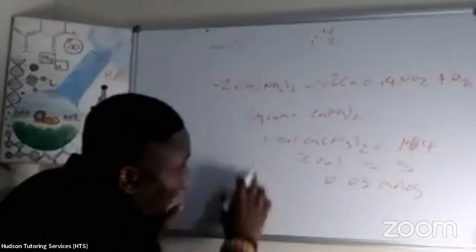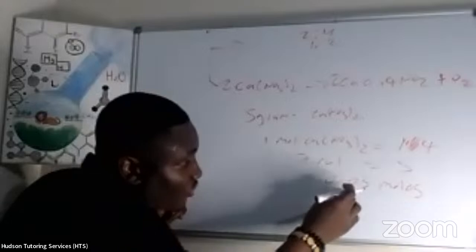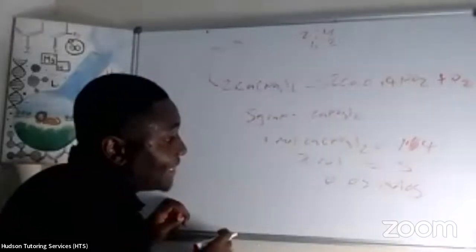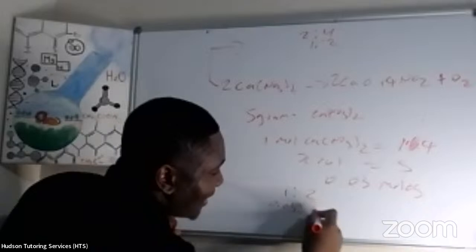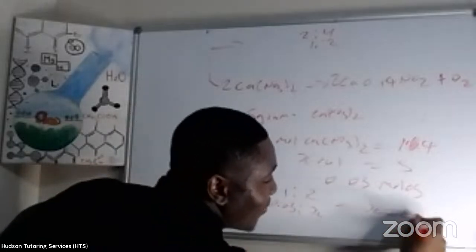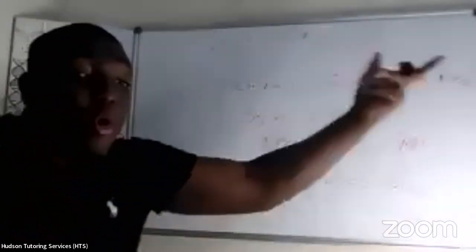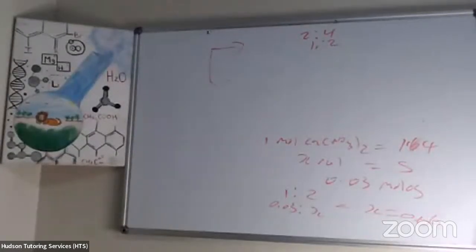So if these 5 grams contain 0.03 moles of calcium nitrate, it's obvious then that the number of moles of NO2 will be 0.06 because it is twice it. Therefore, X is equal to 0.06. So we get the number of moles of our unknown, which is the NO2. But what do we do next? Let's look carefully. The next step that we need to do is to find what? The volume. Excellent.